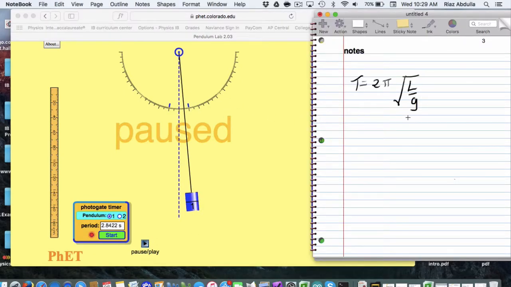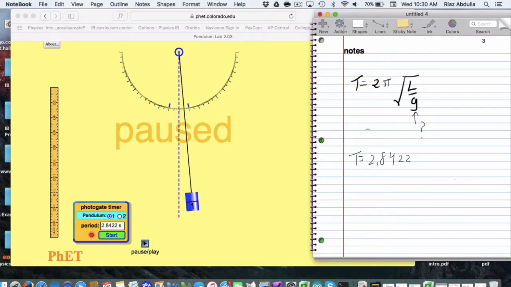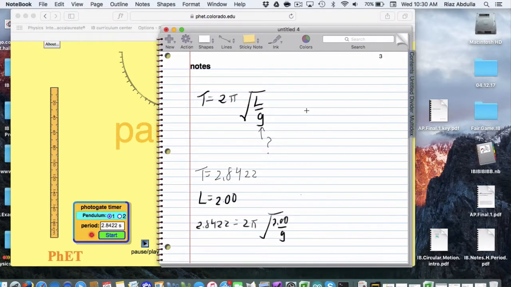Now I can go here. My goal is to calculate g. I'm told the period is 2.8422 seconds. The length of the pendulum is given here as 2 meters. So now I can go ahead and solve: 2.8422 equals 2 pi times the square root of 2.00 divided by g. And I can go ahead and do the math to isolate g.